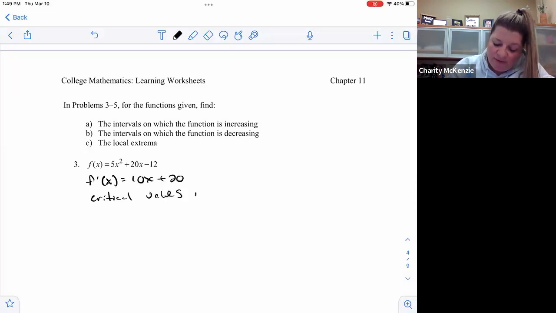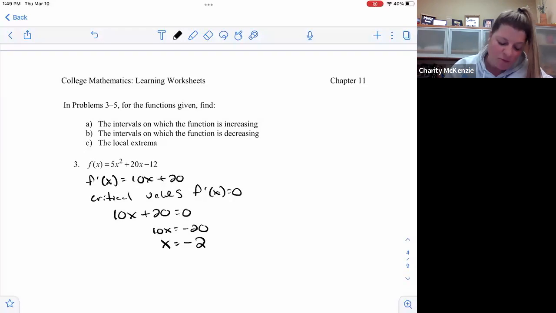And that's where the derivative equals 0. So 10x plus 20, where does that equal 0? So I would subtract the 20, divide by the 10, and I get -2. So on this one, I have a critical value at -2. Do I have any partition numbers?